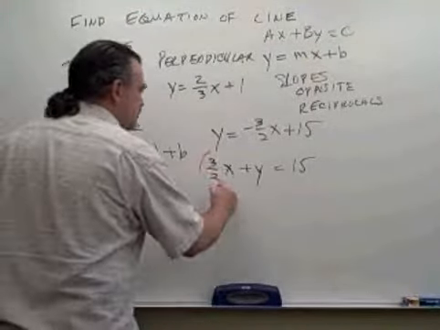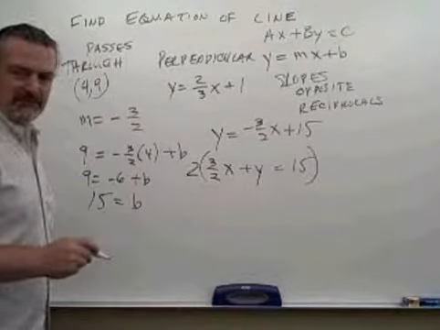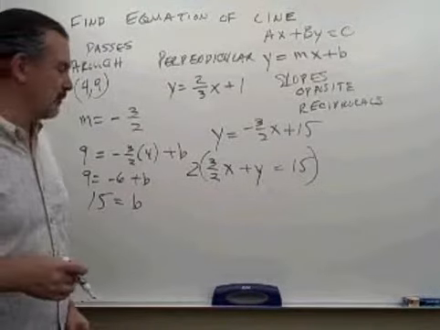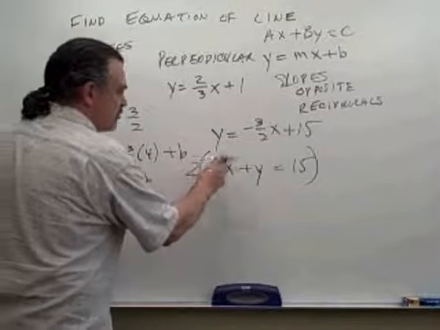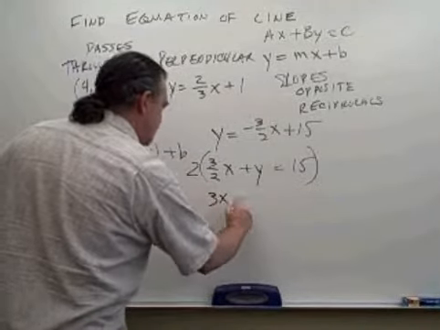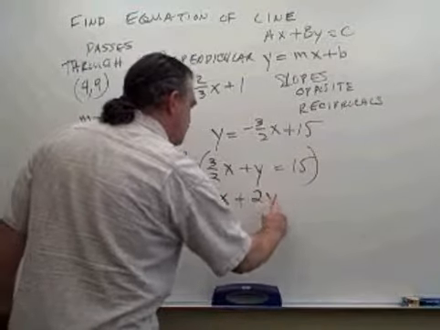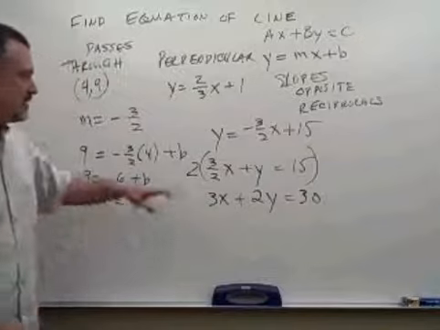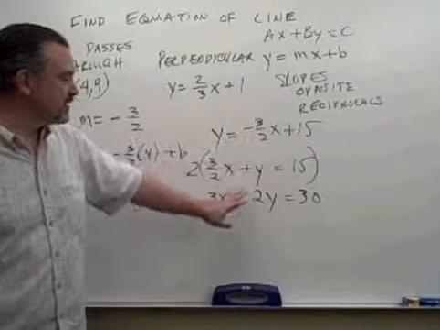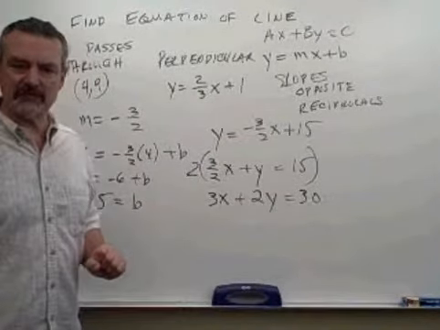And now let's make integer coefficients. Let's get rid of that fraction. We want integer numbers, whole numbers. So I'm going to multiply the entire equation by 2. 2 times 3/2x will give me 3x, plus 2 times y is 2y, equals 2 times 15 is 30. Here's the equation in slope-intercept form. Here's the equation in standard form.